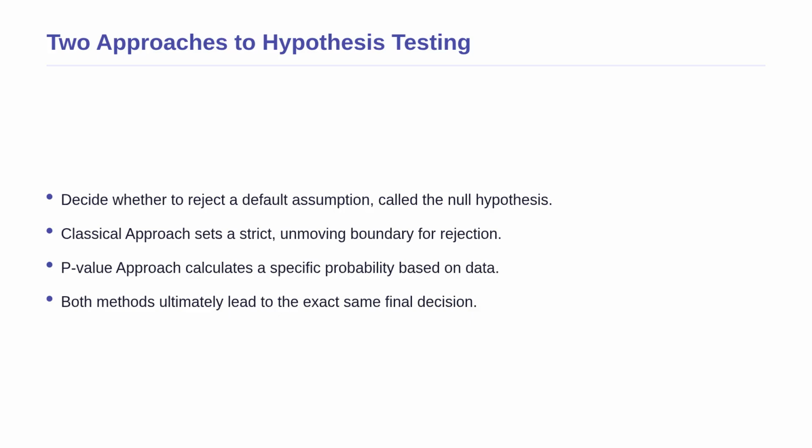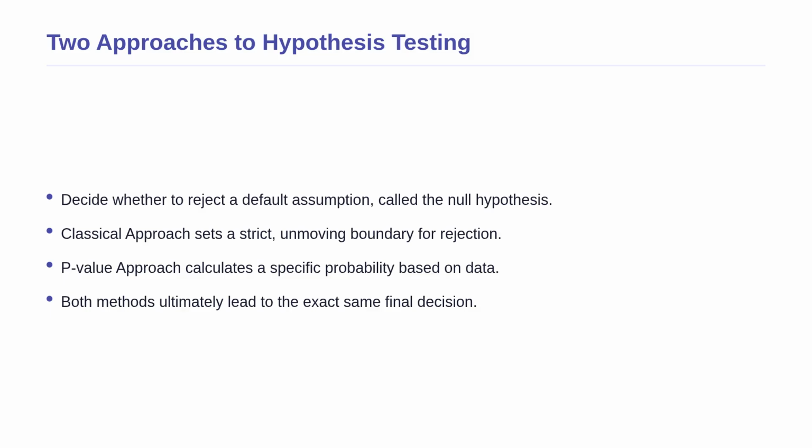Now that we understand the basic goal, let us look at how these two approaches function. In statistics, our main objective is to decide whether to reject a default assumption, which we call the null hypothesis. The classical approach is like drawing that strict line on the wall. It sets an unmoving boundary, and anything past it is rejected.